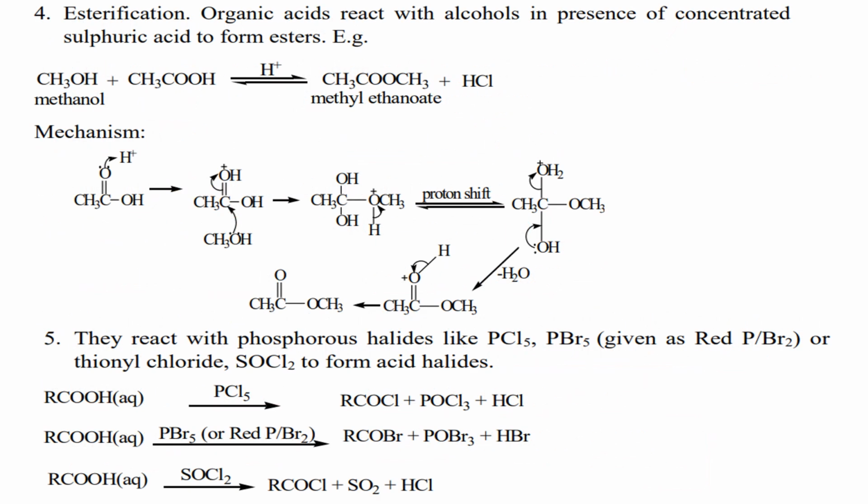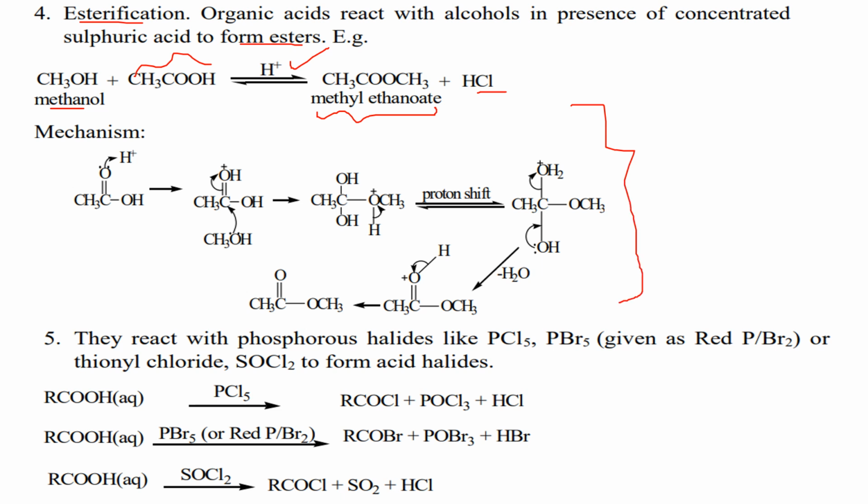We'll be looking at esterification reactions. Now you're saying that organic acids react with alcohols in presence of concentrated sulfuric acid, usually to form esters. For example, if you're having methanol and you react it with ethanoic acid in presence of an acidified medium, you are going to get methyl ethanoate and water. Now let's look at a mechanism to elaborate more on how this one is formed.